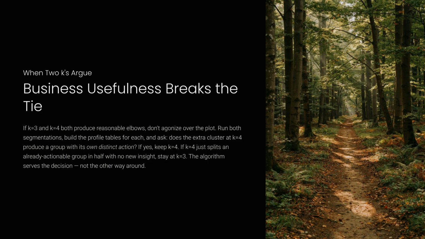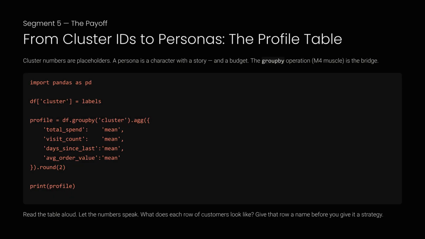If you are torn between two possible values for k, do not overthink the plot. Instead, run both segmentations. Build a profile table for each and ask, does the extra cluster produce a group with a distinct, actionable persona? The algorithm serves the decision, not the other way around. Cluster IDs are just placeholders. To turn them into personas, use the group by operation to profile the average customer in each segment. By reading these averages aloud, you can give each row a narrative name, which is the necessary first step to crafting a strategy.